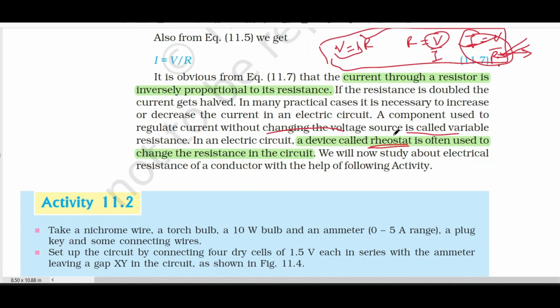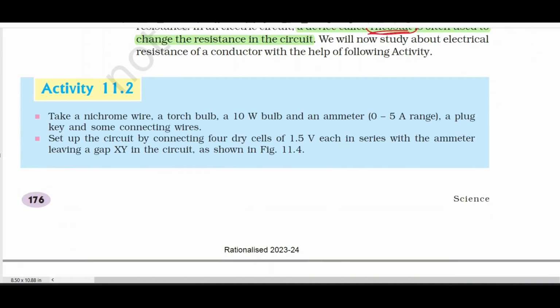तो एक variable resistance को हम क्या कहते हैं? Rheostat. And this is used to change the resistance in a circuit, and this will also help us change the current. We will now study about the electrical resistance of a conductor with the help of the following activity. तो हम resistance के बारे में और पढ़ते हैं.